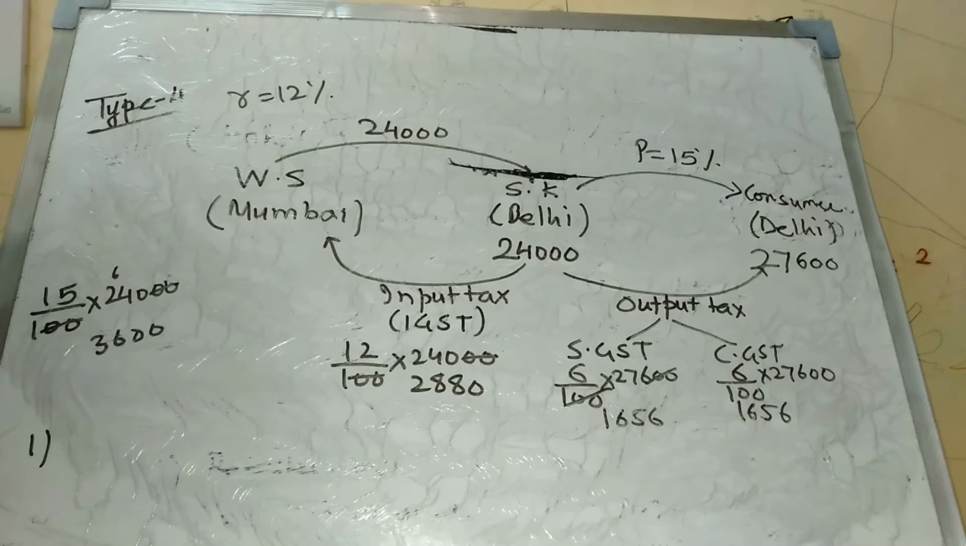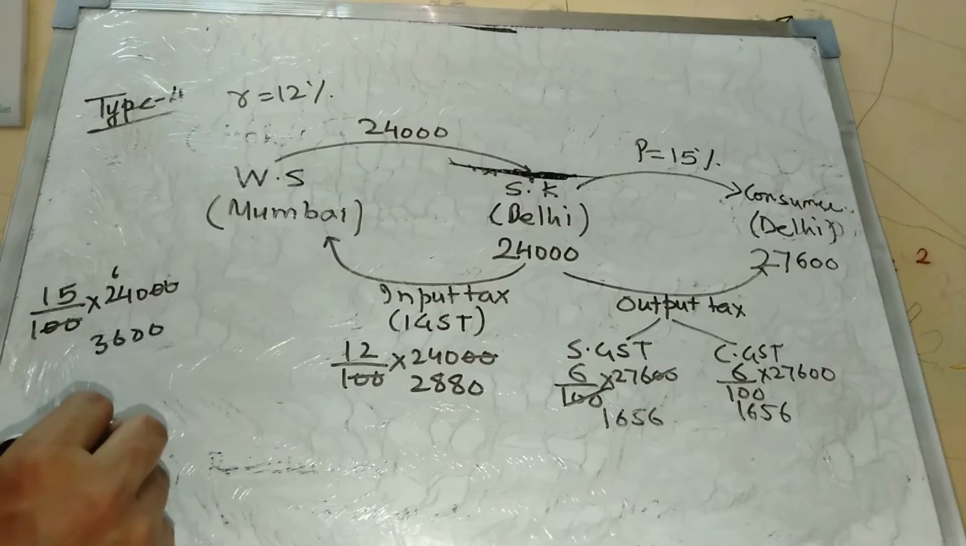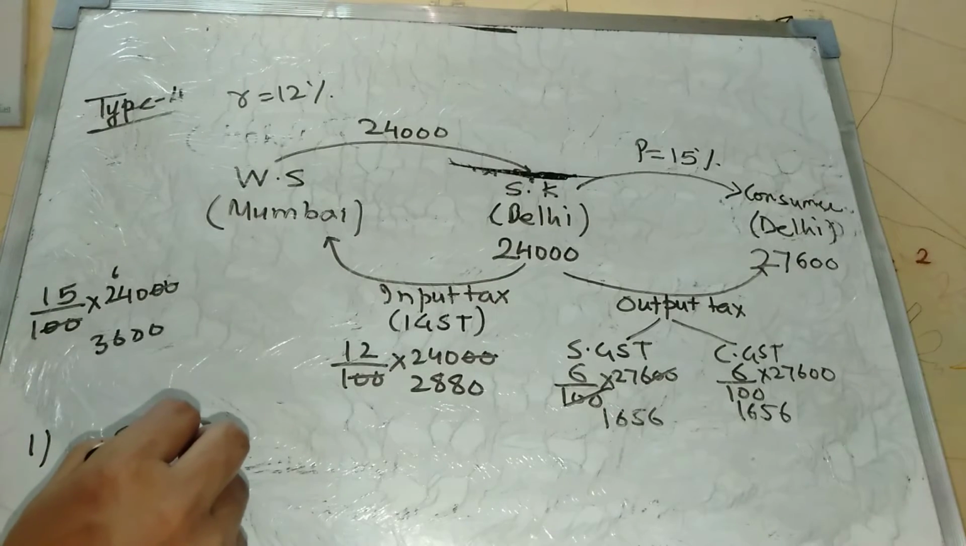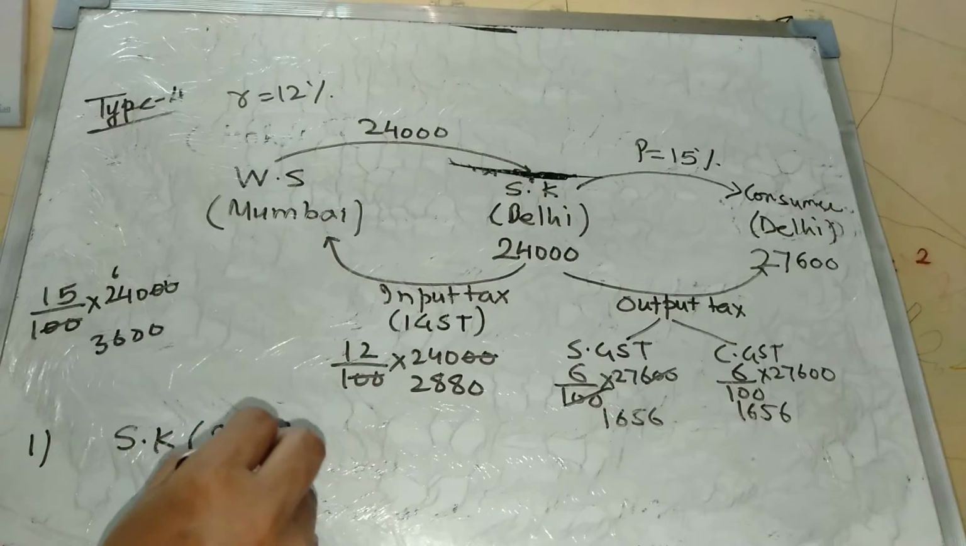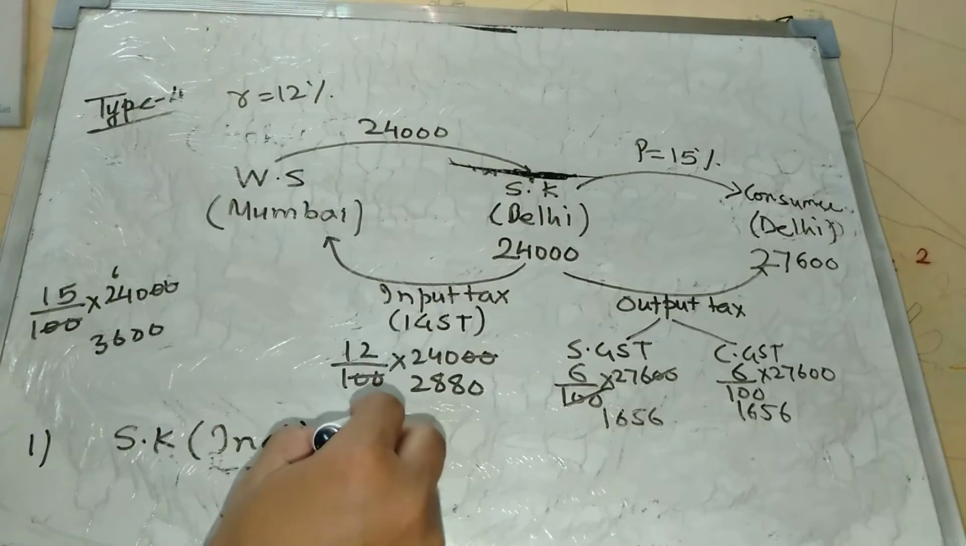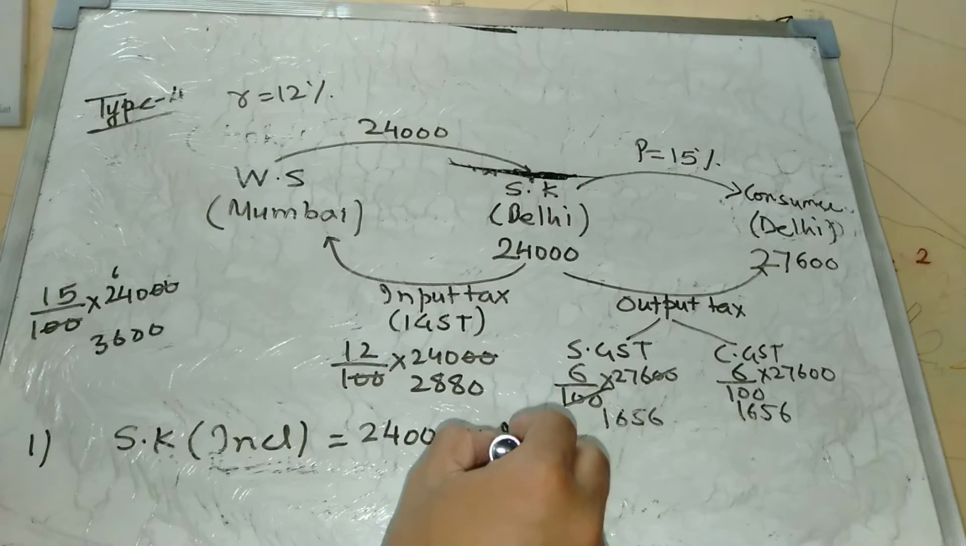Now, what we have to find out in this? We have to find out in the first part the price inclusive of tax at which the shopkeeper bought the article, means the price at which the shopkeeper buys the article from the wholesaler, inclusive of tax. So, the shopkeeper will pay 24,000 for the article plus he will pay input tax.